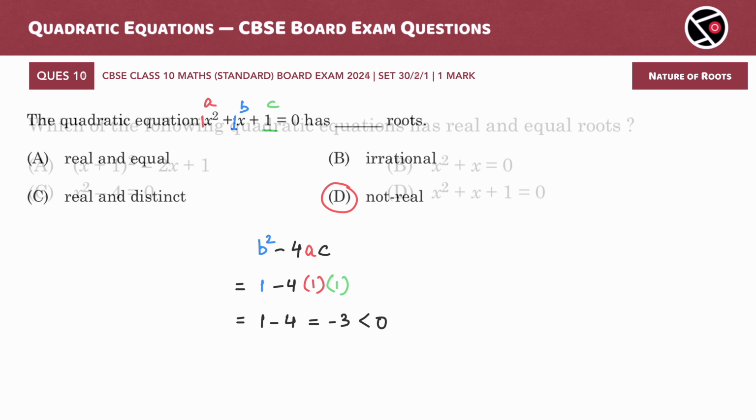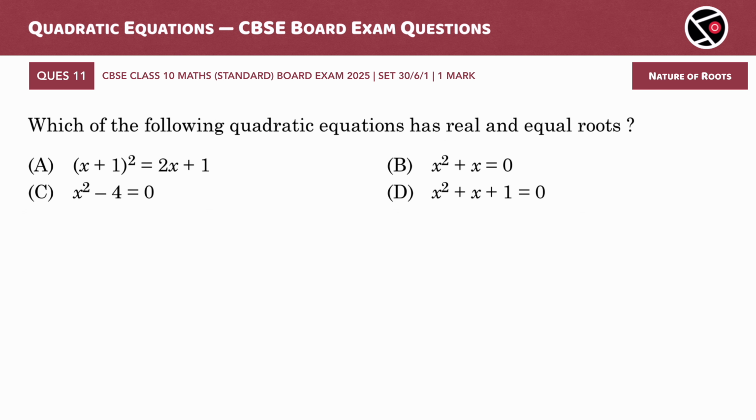Next, we have an interesting question from 2025. Pause the video and give it a try. We have to find the equation with real and equal roots. Let's check the options one by one. Option A. x plus 1 whole square equals 2x plus 1.